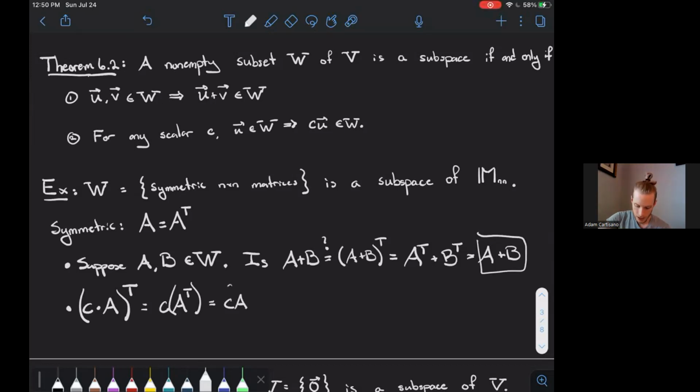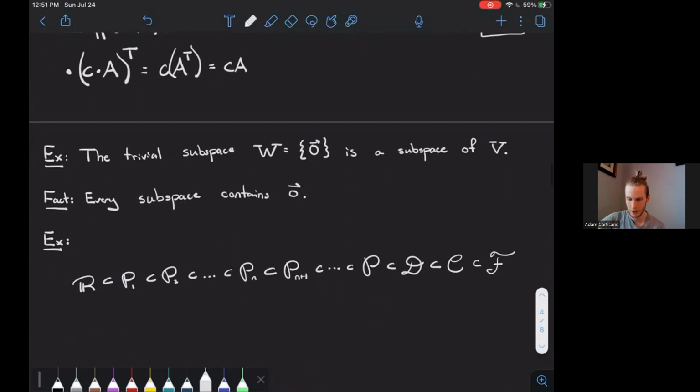But notice (CA) transpose is equal to CA, which means that CA is symmetric. So for any scalar C and any symmetric matrix A, C times A is also a symmetric matrix. We showed that, and we showed that the sum also remains symmetric. Since these two properties are satisfied by symmetric n by n matrices, notice the dimension of the matrix did not matter, we conclude that W is a subspace of the set of n by n matrices. Great. Verifying subspaces.